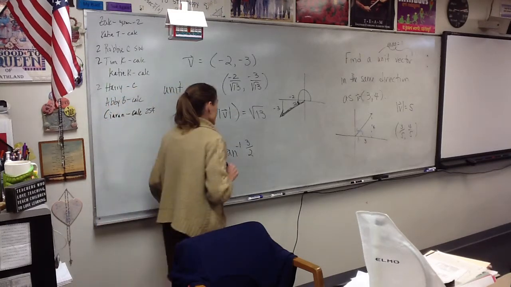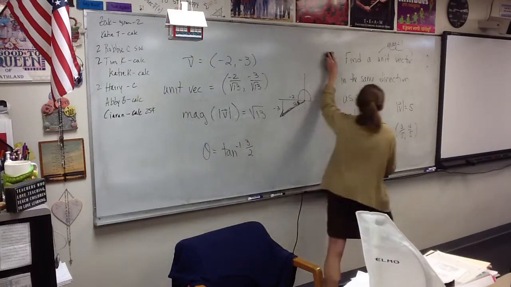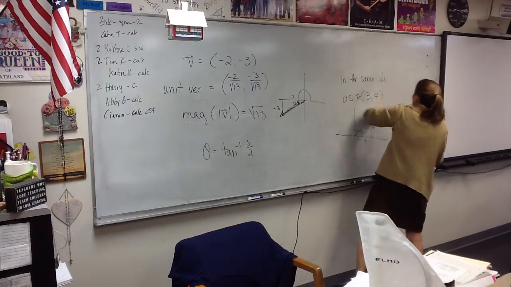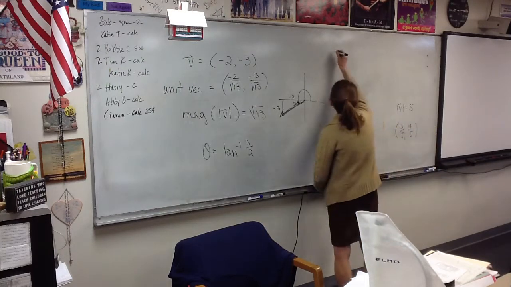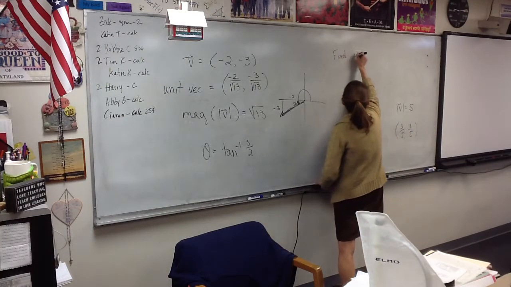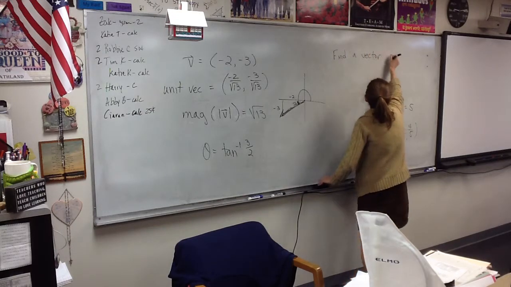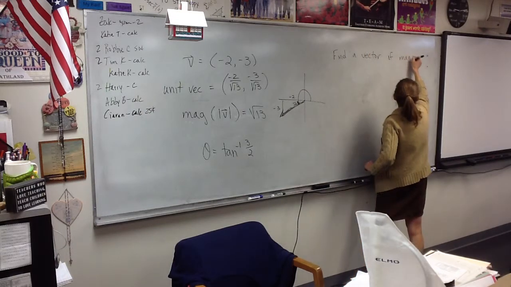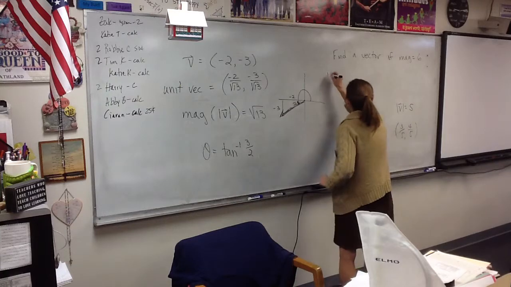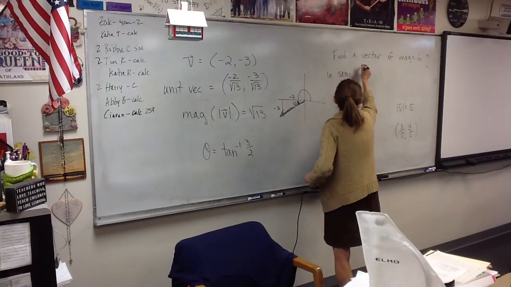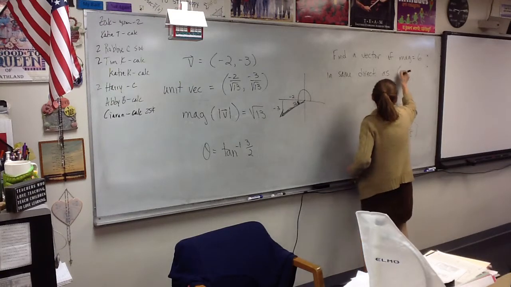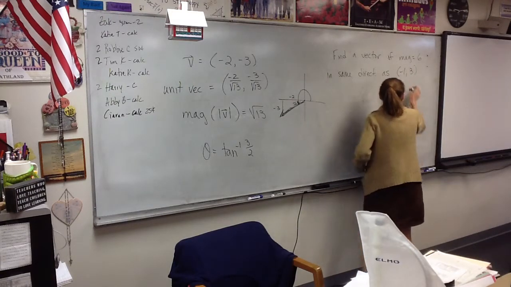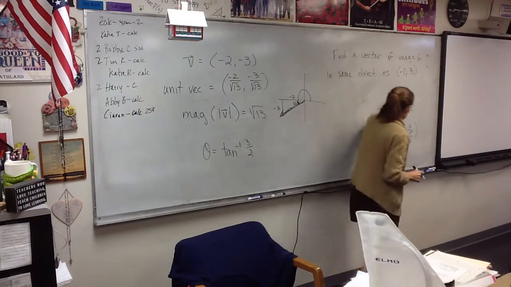All right, now I'm going to ramp it up one little bit. Let's suppose we wanted to find a vector of magnitude 6 in the same direction as -1, 3.